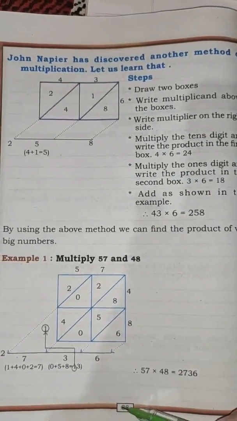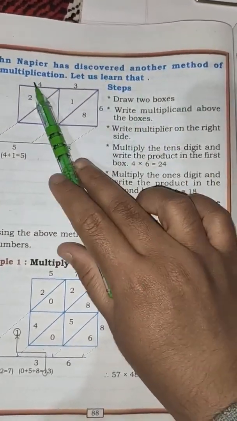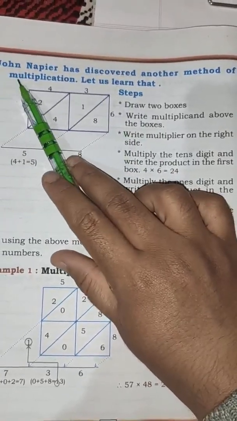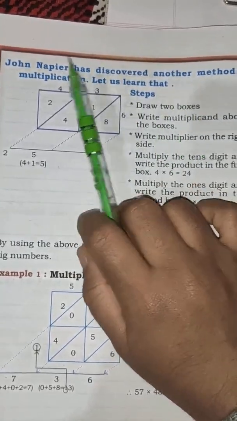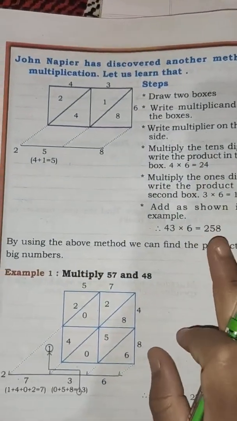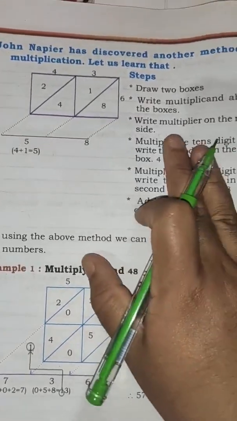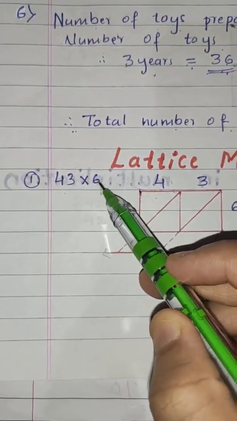So open page number 88. John Napier has discovered another method of multiplication. Let us learn that. So a person, John Napier, has discovered another method of multiplication. That method is known as the lattice method. Okay, so here let's take one example. 43 into 6.